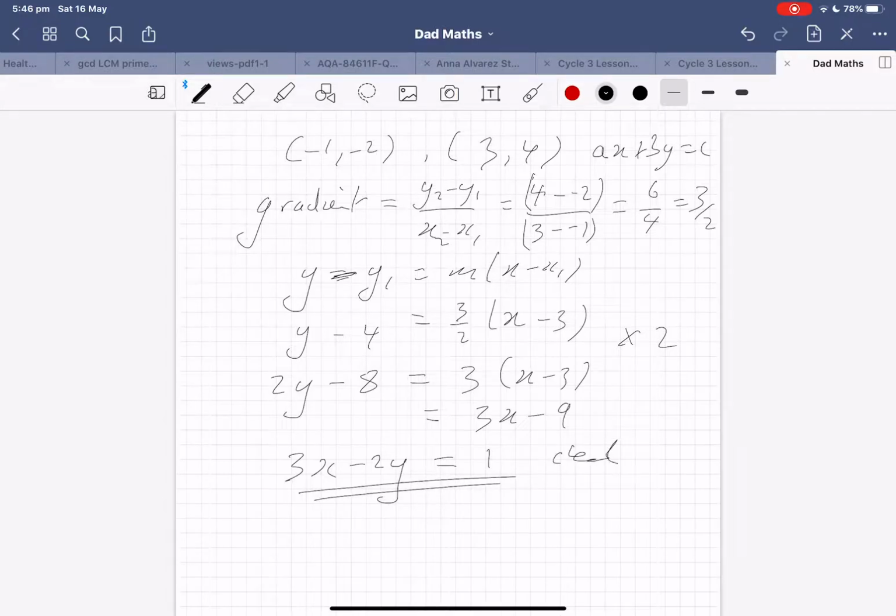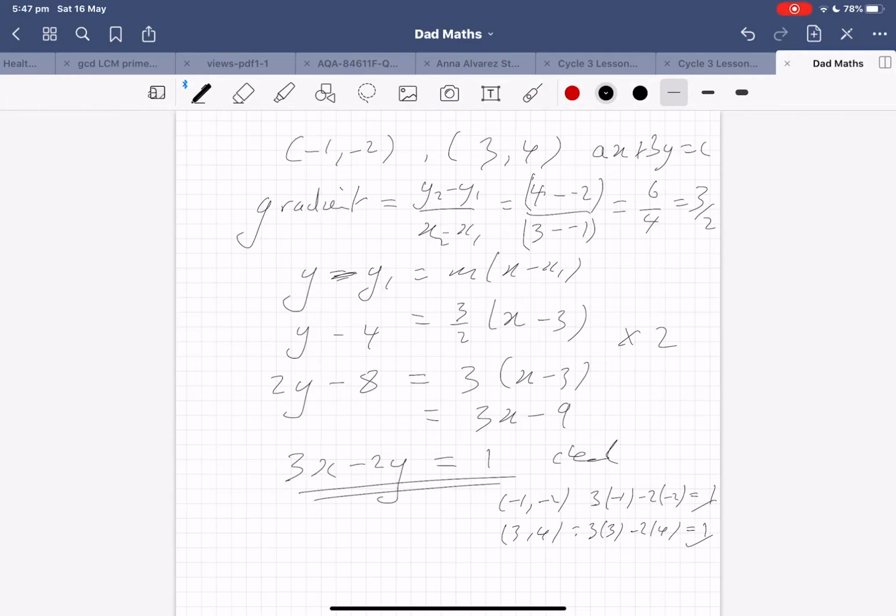As a check, I can check that (-1, -2) lies on this line by feeding that into the equation. 3 times -1 minus 2 times -2 is in fact 1, because -3 plus 4 is 1. And likewise, (3, 4) should be on the line, because I get 3 times 3 minus 2 times 4 is 9 minus 8, which is again 1. So we can see that it works for that one and it works for that one.